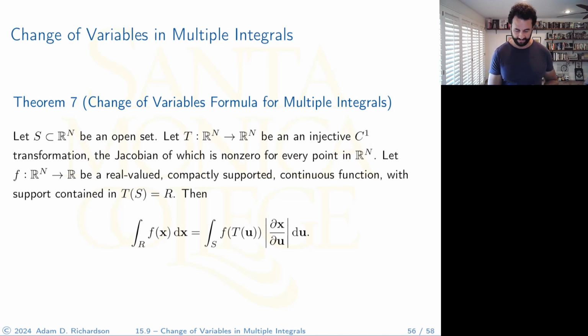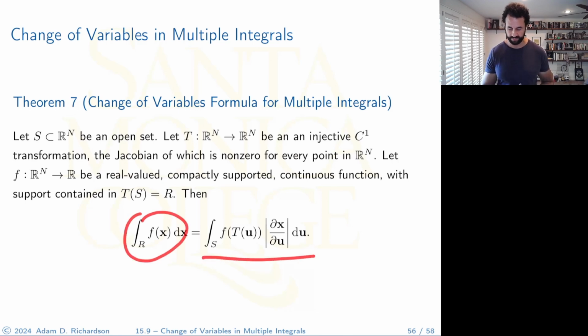We're going to let f be a real valued function that goes from Rn to R, that is compactly supported, that is continuous, and its support is contained in this image. Then we can do this inverse substitution, and this integral can be rewritten like so. That is the formula for multiple integrals. And it's the same formula, really, same formula.